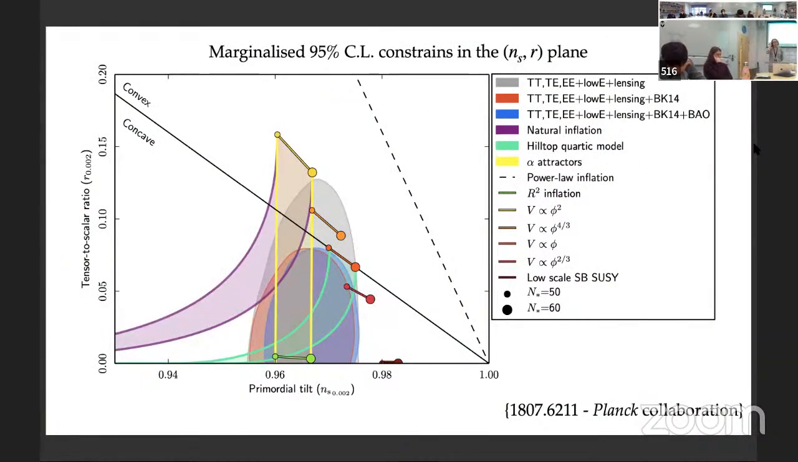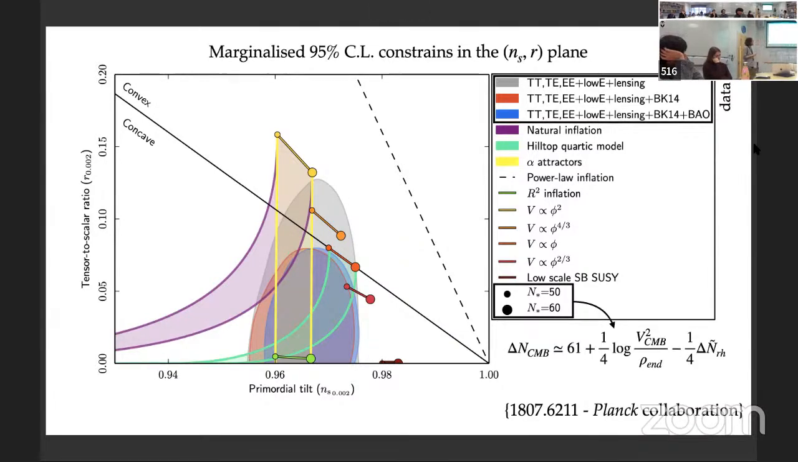So I think it's nice to take a look at the latest Planck results, comparing what you get from Planck observations combined with other data sets, that is, CMB observations and BAO observations, versus some interesting inflationary models. We are looking at the marginalized 95% confidence level constraints in the tensor-to-scalar ratio versus spectral tilt plane. There will be different contours, gray, red, and blue, depending on the data that you consider.